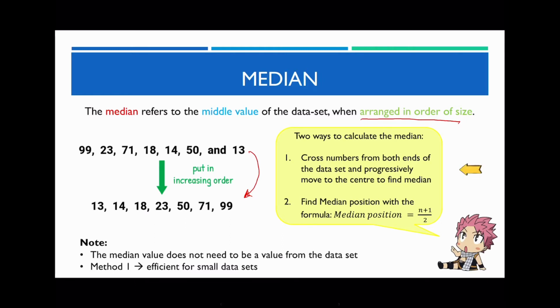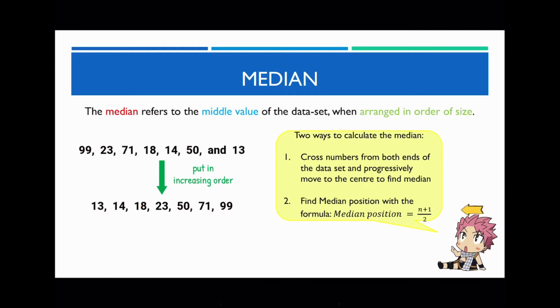So in order to do the first one, what we need to do is cross out the numbers from both ends of the data set and progressively move to the center to find the median. So cross out the numbers from either end. So you cross out 13 and 99, and then cross out another pair, so 14 and 71. Do this again, and if you did this, you'll find that your median value, the value that's in the center of your data set, is going to equal 23. So that's using the first method.